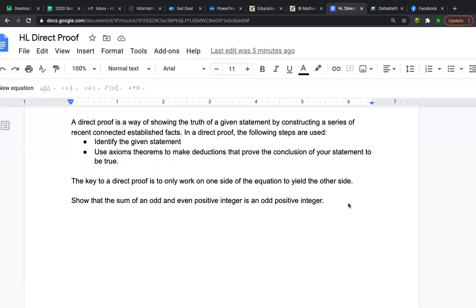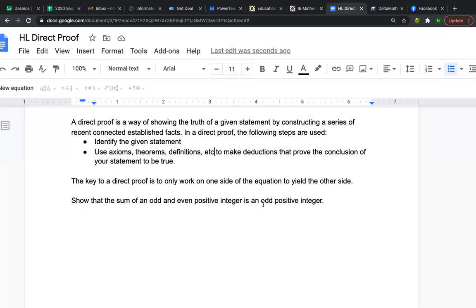Okay, so from here, that was an example of a proof, but a direct proof is a way of showing the truth of a given statement by constructing a series of connected, established facts. So what we do is we identify the given statement and then use axioms, theorems, definitions is the key here, or other things, to make deductions that prove the conclusion of your statement to be true. A lot of fancy words, but basically what this is saying is that for a direct proof, one of the keys is to only work on one side at a time.